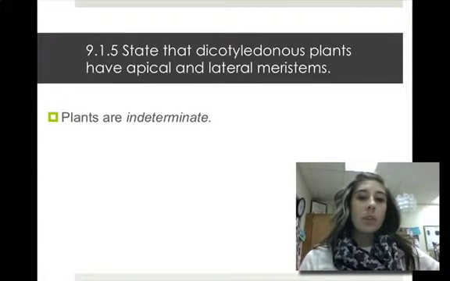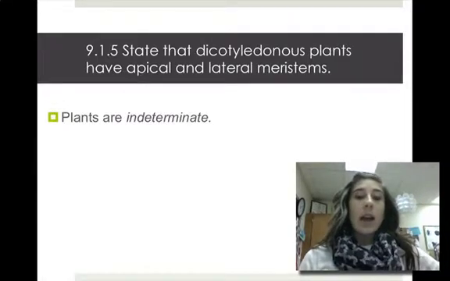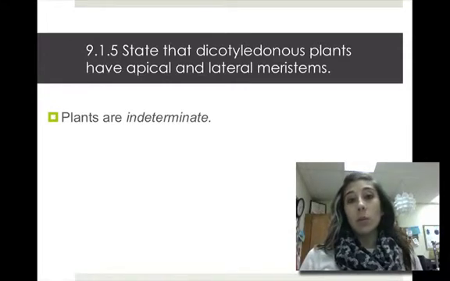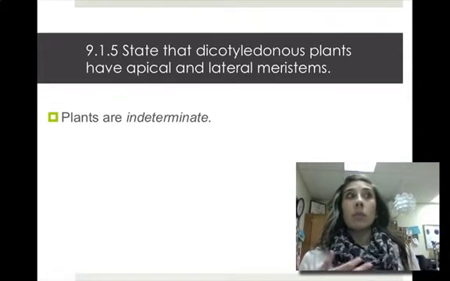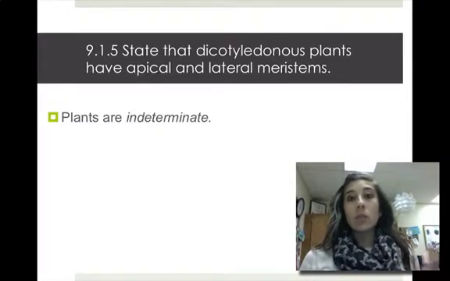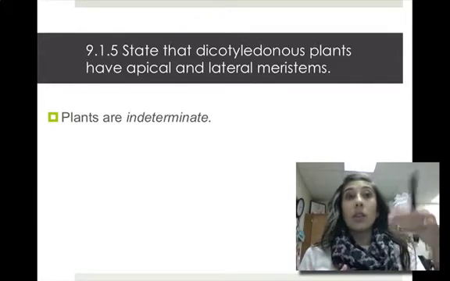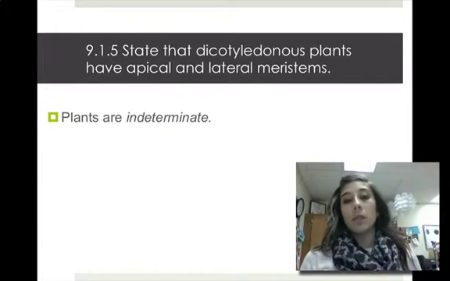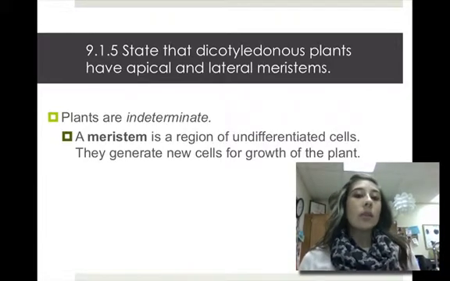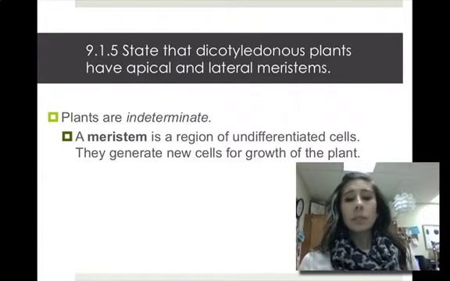So let's start with the knowledge that plants are indeterminate. What that's really referring to is that plants have the ability to grow, and they're going to grow tall. So what we see is this growth occurring for the length, the elongation of a plant, as well as the girth, how wide that plant is going to be. And so first we can look at simple meristems.